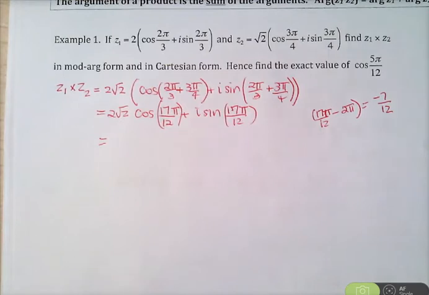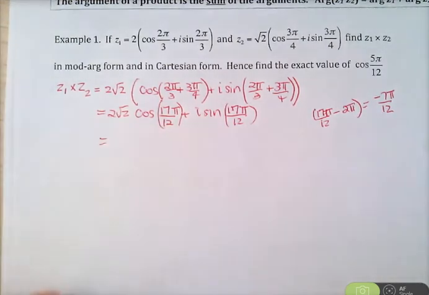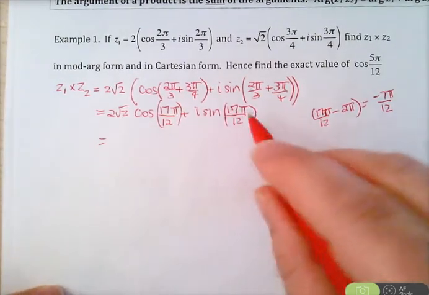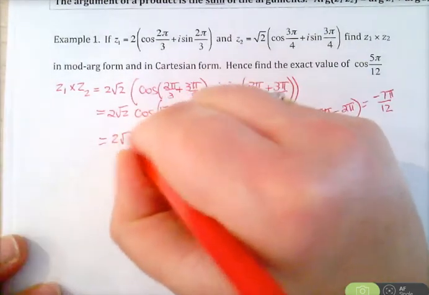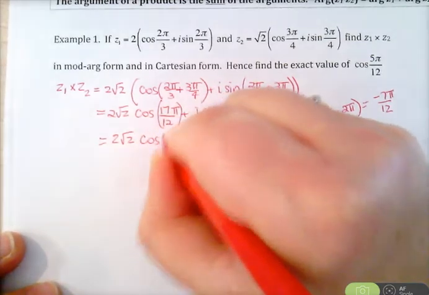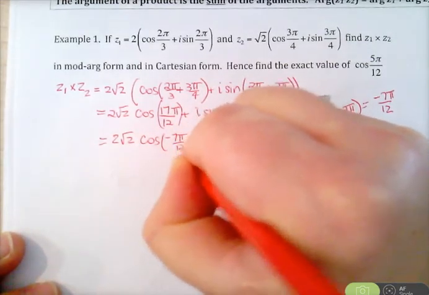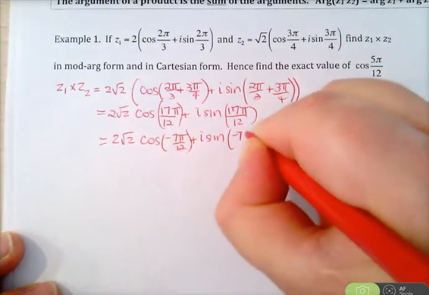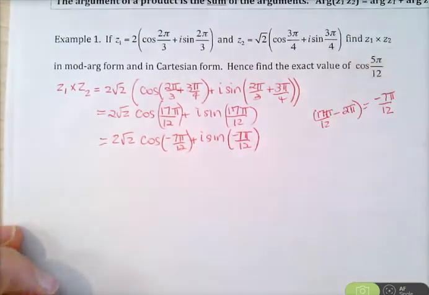Therefore, cos of 17π/12 is the same as cos of -7π/12, and the same with the sine angle there. So we've got 2√2 (cos(-7π/12) + i sin(-7π/12)).